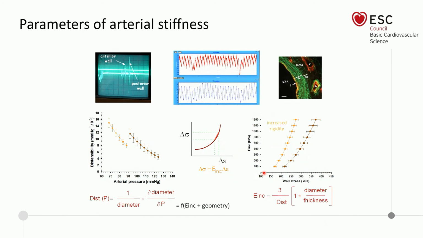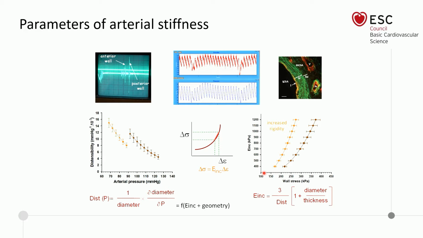There are other arterial stiffness parameters. Pulse wave velocity is a general parameter of arterial stiffness, whereas we can also have local parameters of arterial stiffness, such as distensibility, for example, measured at the level of the carotid artery: the relative distension of the diameter for a given variation of arterial pressure during the cardiac cycle.